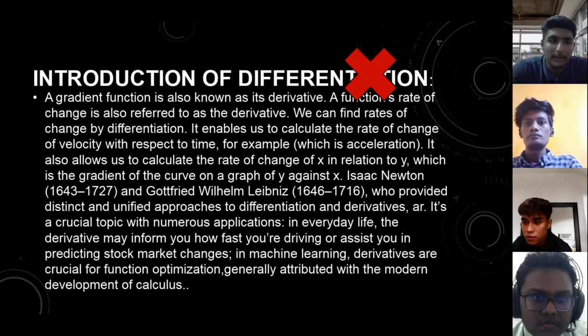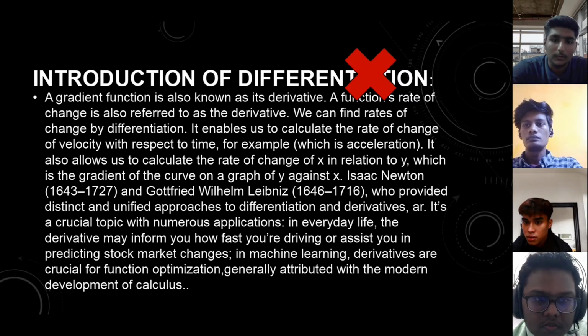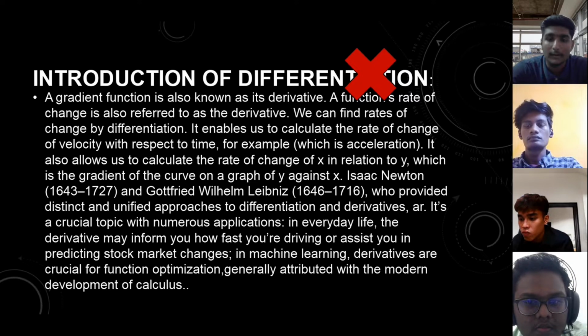Introduction of differentiation. A gradient function is also known as its derivative. A function's rate of change is also referred to as the derivative. We can find rates of change by differentiation. It enables us to calculate the rate of change of velocity with respect to time, for example, which is acceleration. It also allows us to calculate the rate of change of x in relation to y, which is the gradient of the curve on a graph of y against x.